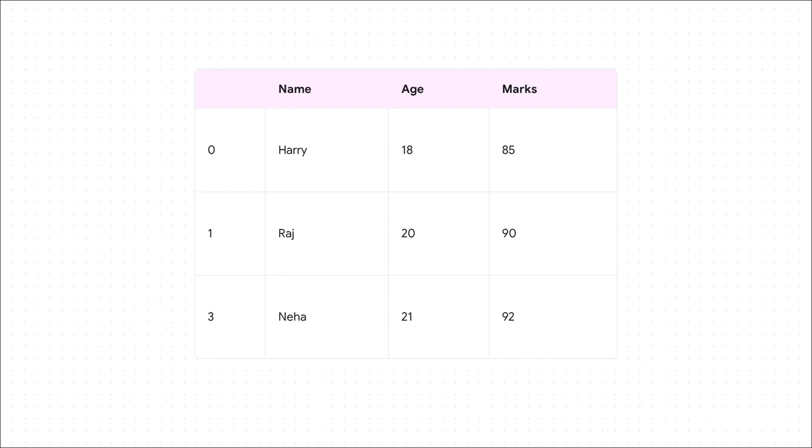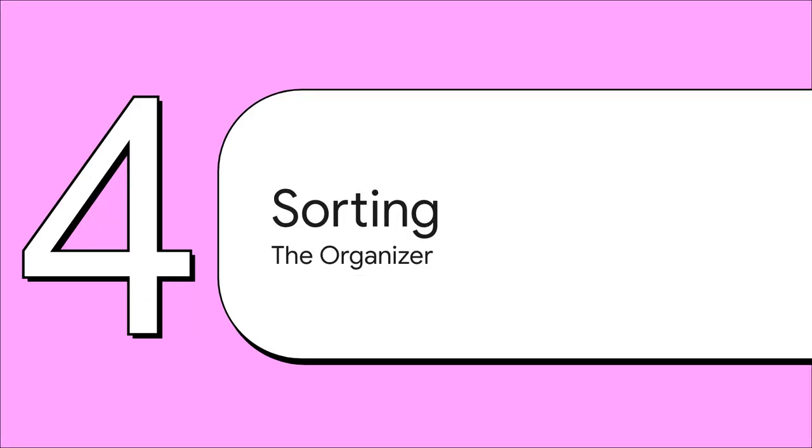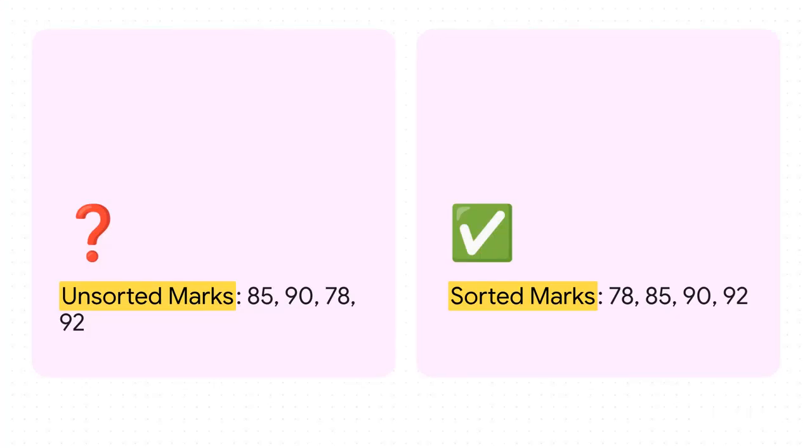How cool is that? Okay, the last tool for our starter kit today is the organizer. Filtering is great for selecting data, but sorting is all about putting it in a logical order, which makes it so much easier to spot patterns. I mean, the concept here is pretty straightforward, right? On the left, you've got the marks in a jumbled order. On the right, they're neatly arranged from lowest to highest. That simple act of ordering makes it instantly easier to understand.